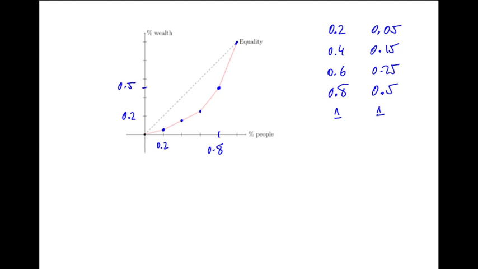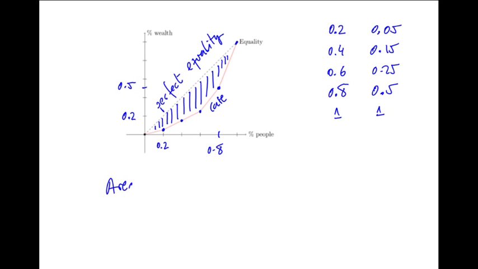So the difference between the perfect equality line, which is this here, perfect equality, and our case line is this area here, and that's what measures inequality. The area between y equals to x and our curve measures inequality. Sorry about this. Let me erase here. Inequality.